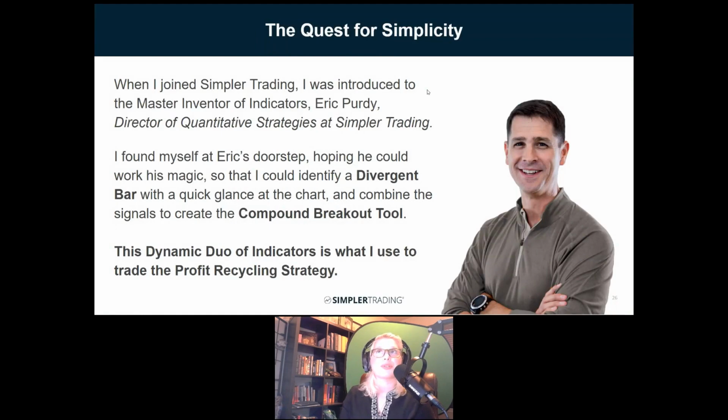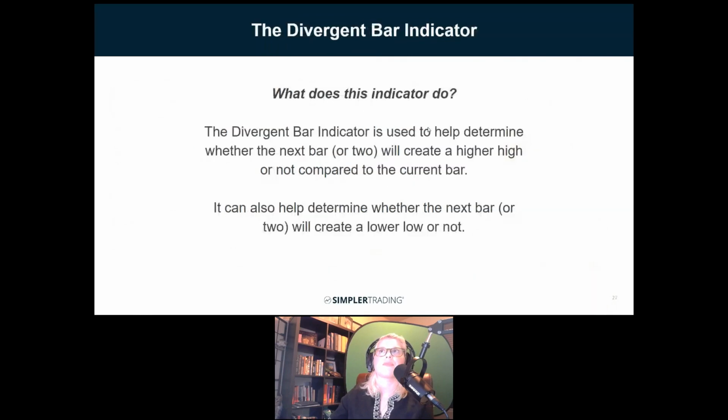When I first joined Simpler Trading, I was introduced to the master inventor of indicators, Mr. Eric Purdy. He is the director of quantitative strategies here at Simpler Trading. And I found myself at his doorstep hoping he could work his magic so that I could identify a divergent bar with a quick glance at the chart and combine the signals that I looked at to create the compound breakout tool. And each of these are my dynamic duo of indicators that I use when I trade the profit recycling strategy.